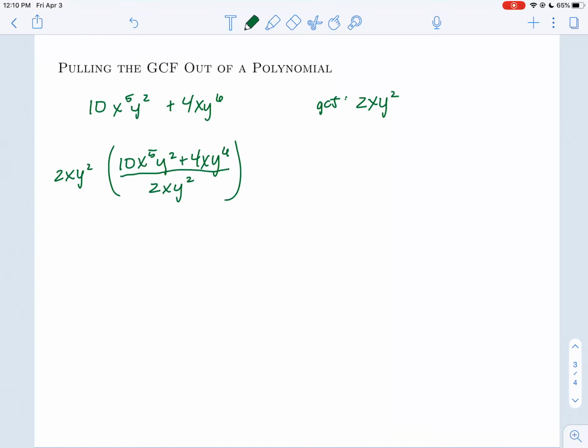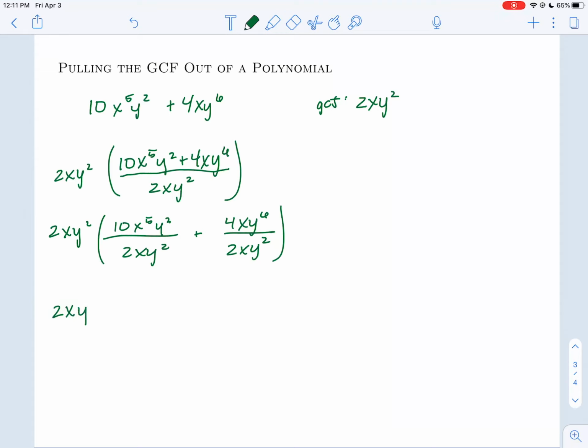All right, let's finish doing some of that simplification. So I'm going to leave that 2xy squared out front. And remember, if there's addition in the numerator, just in the numerator, I can actually split that addition up. So this would be 10x to the 5th y squared over 2xy squared. I'm going to add that to 4xy to the 6th over 2xy squared. Now we're going to fall back on those skills we learned in the exponent section to be able to simplify these out. So we're going to have 2xy squared still out front. This first term is going to become 5x to the 4th. And that second term is going to become 2y to the 4th.